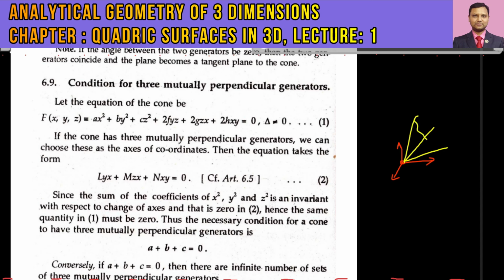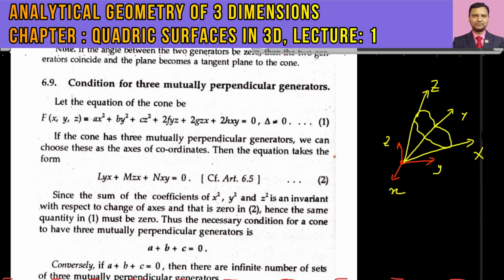And the cone is passing through these three mutually perpendicular straight lines. Then what do we need to do? We need to rotate the coordinate axes, so that these three straight lines become the new coordinate axes. So this is the new x-axis, this is the y-axis, and this is the new z-axis. These are the old coordinate axes, x, y and z. After rotation, this equation will be converted into an equation in the new coordinate system.